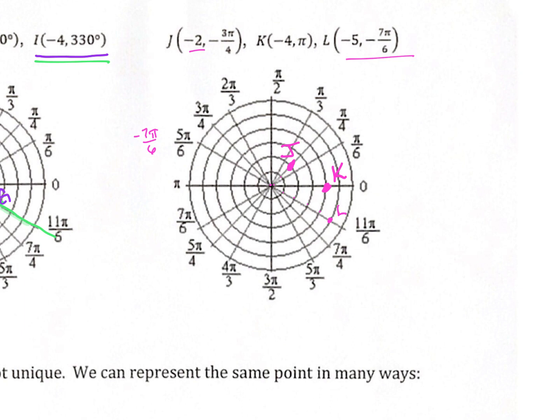So yeah, J, both of those were negative. So -3 pi over 4 is equivalent to 5 pi over 4. But then we're gonna go across the pole 2 units. For K, we're going to pi, but then we were counting through the pole 1, 2, 3, 4. And then -7 pi over 6 is equivalent to that 5 pi over 6, but we're going in the opposite direction there. Okay.